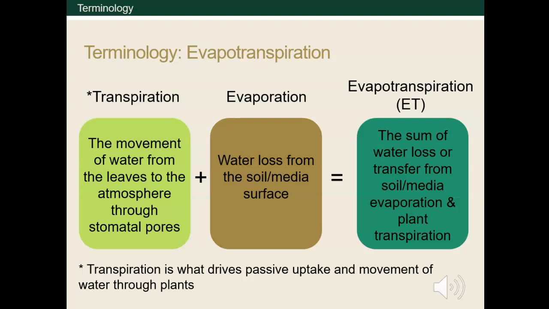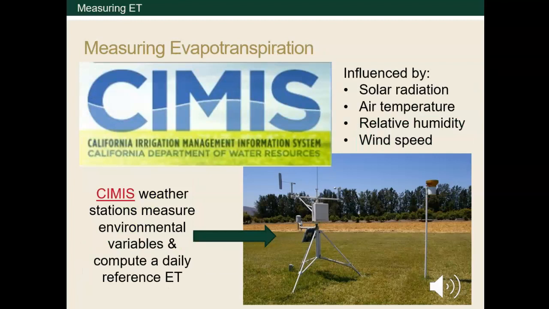Combine these words and you get evapotranspiration. It sounds like a fancy word, but it's just a portmanteau of transpiration and evaporation. So, by definition, evapotranspiration is the sum of water loss from soil evaporation and plant transpiration. New technology has allowed us to measure ET.